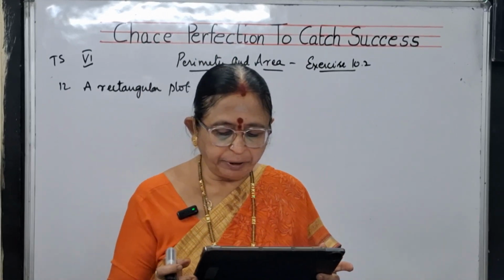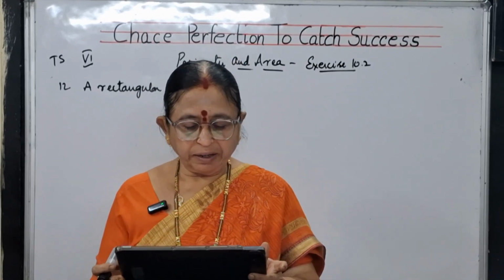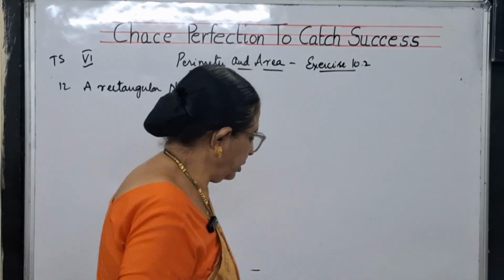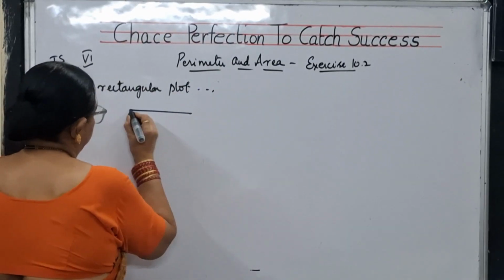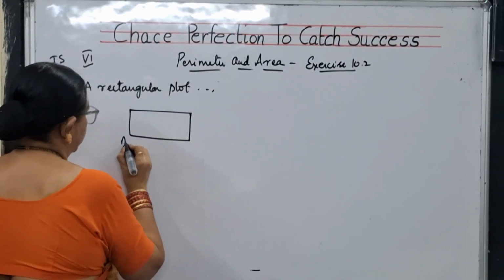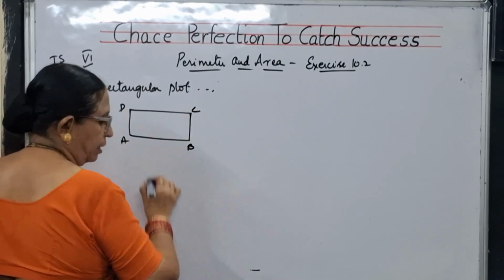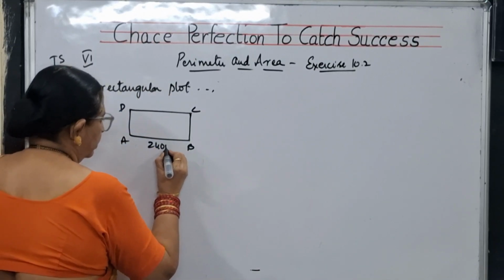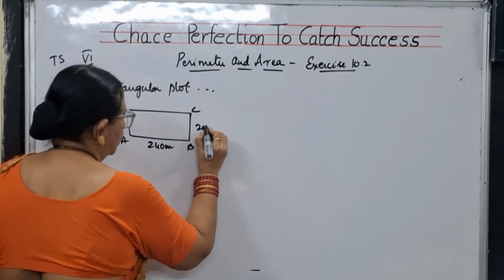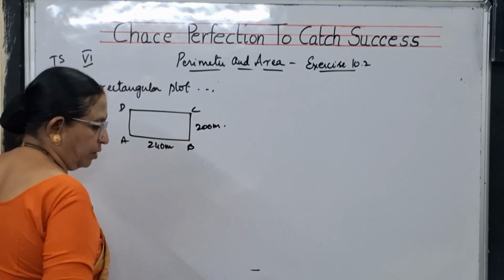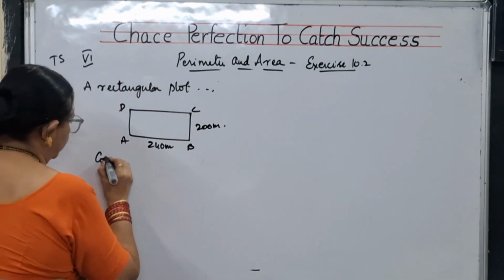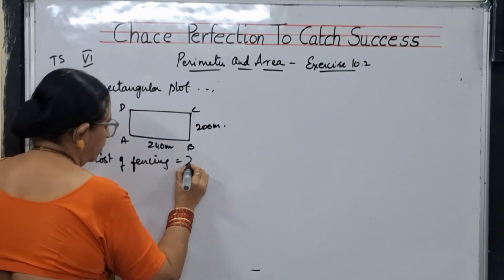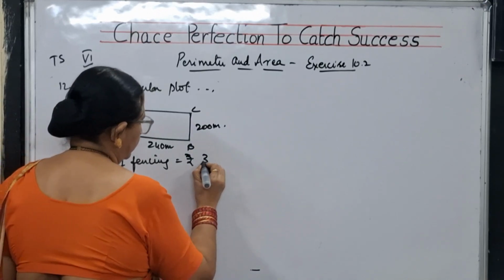The cost of fencing per meter is 30 rupees. What is the cost of fencing the entire land? Fencing means what? You have to go for perimeter. So there is a rectangular field ABCD. Now here, what did they say? Length is 240 meters and breadth is 200 meters. Then what else they have given? Cost of fencing is rupees 30.